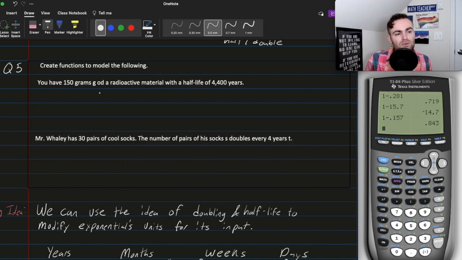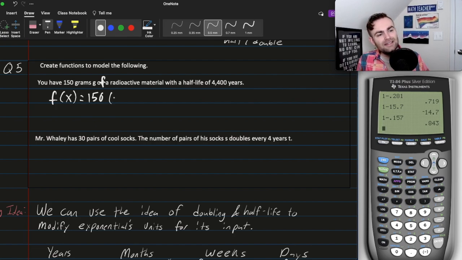You have 150 grams of a radioactive material with a half-life of 4,400 years. So we have f of x is equal to, we started with 150. It is having half-life, and it's having every 4,400 years. So you have x divided by that. Because there's no way that we're going to make x equal to 4,400 years in that increment, because that's strange. Like, you wouldn't really do that kind of thing.